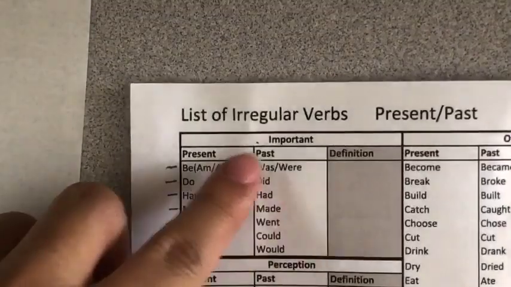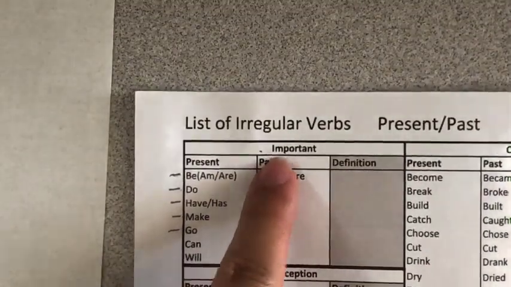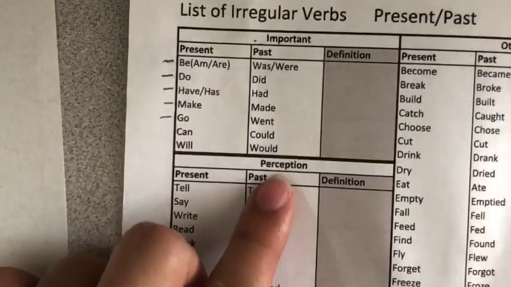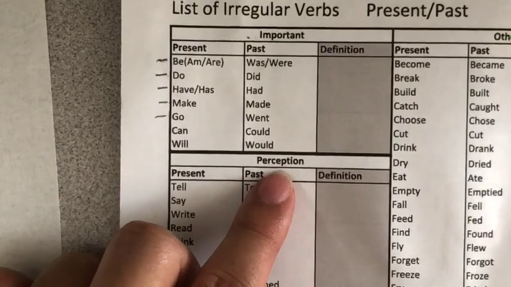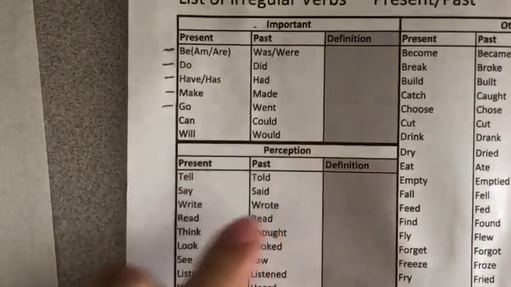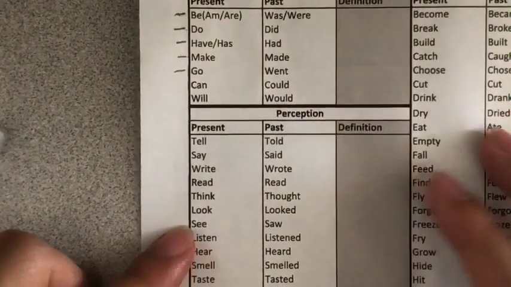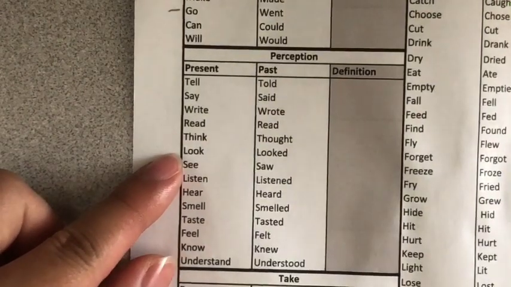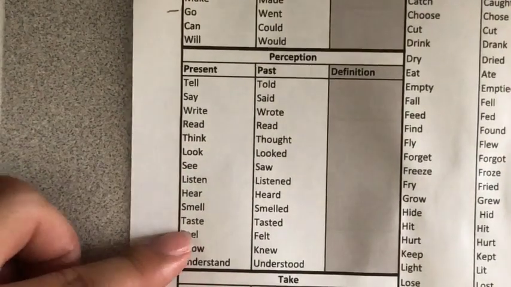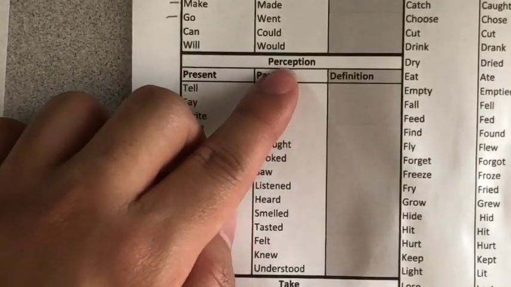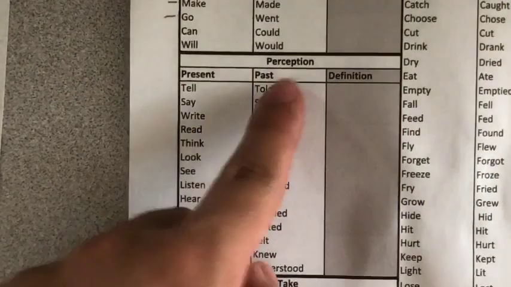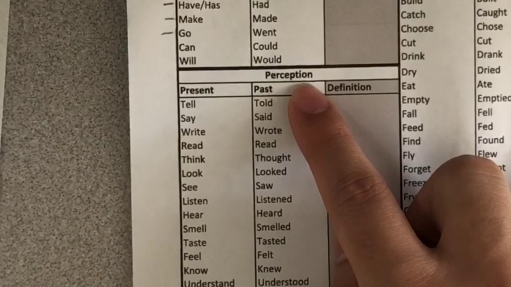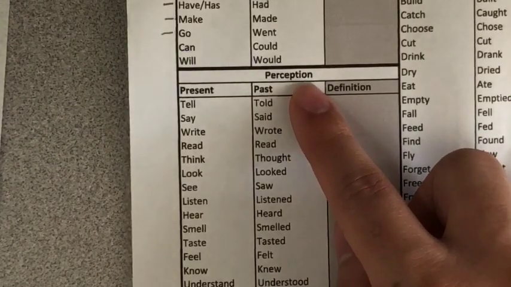Okay, so we were working on the important verbs: to be, to do, have, make, and go. So now we're going to work on perception. Perception is what you can sense. So you can see, you can hear, you can listen, you can look, you can taste, you can feel. All of these words are things you can sense, so I wrote them together in perception. You can see it, you can look at it, or you can hear it.